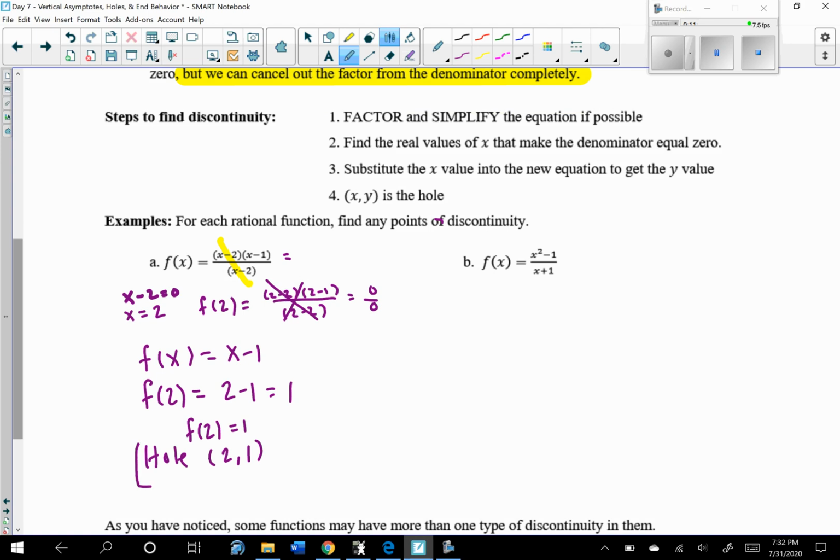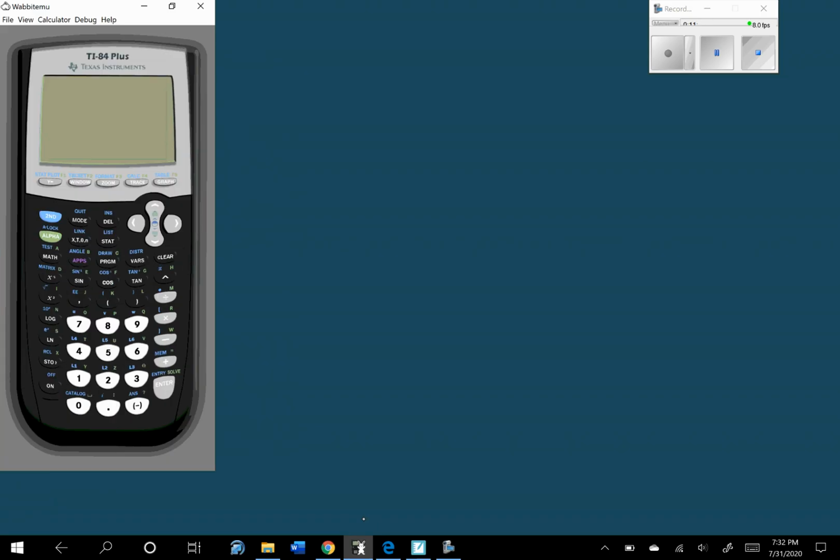And so that means that if I were to graph this original equation and this equation, the graphs would look similar. But because the original equation has something that makes our denominator 0, there's actually going to be a hole in the graph. So let's go ahead and actually plug those into our y equals on our calculator, just so you can see what it is we're talking about.